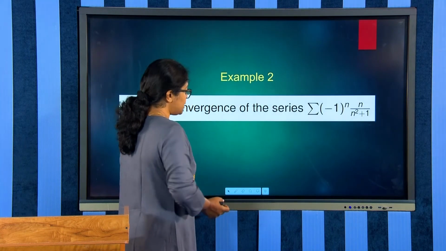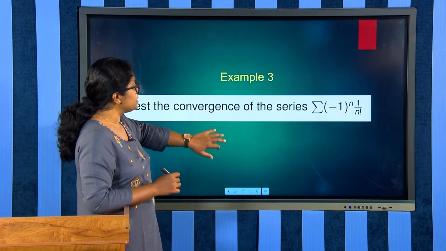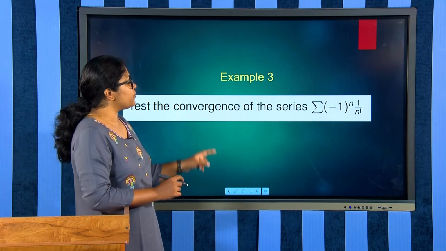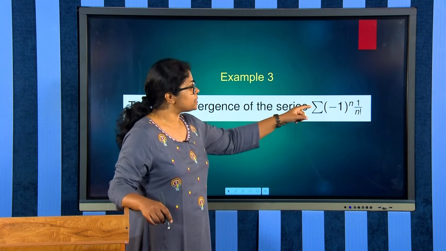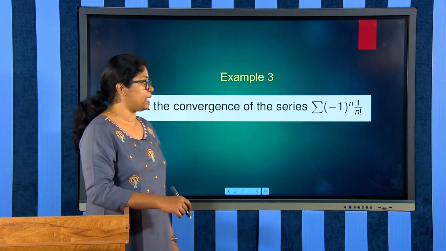So, that completes this example 2. The third example is test the convergence of the series negative 1 power n into 1 upon n factorial.